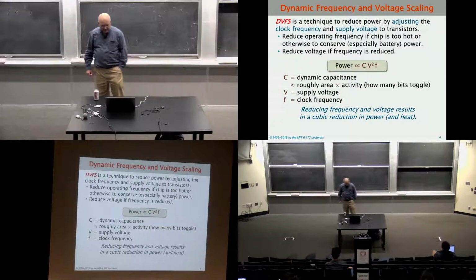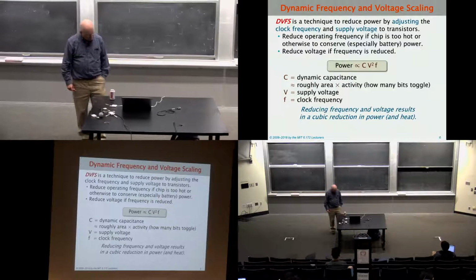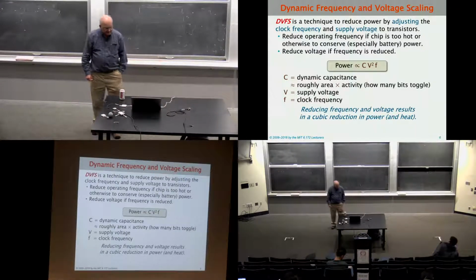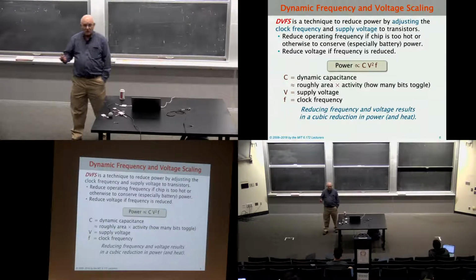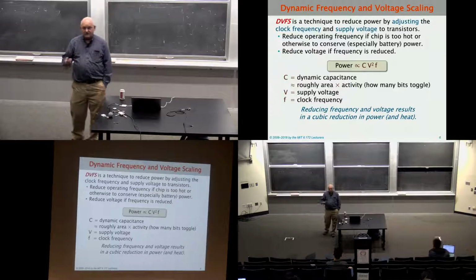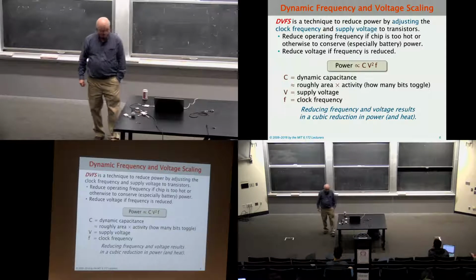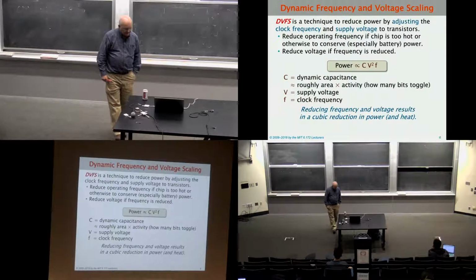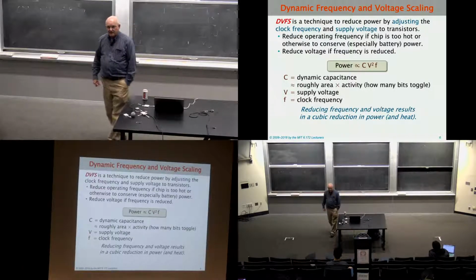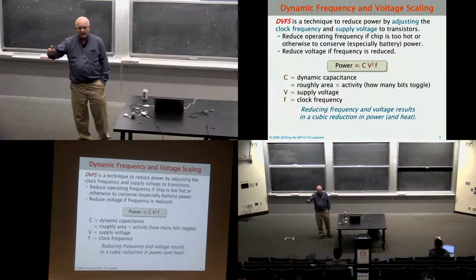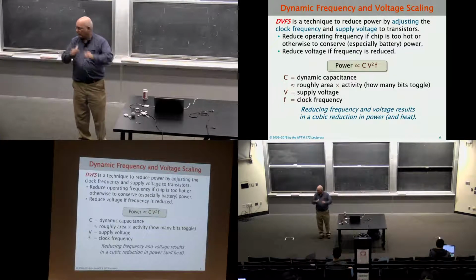It's a technique to reduce power by adjusting the clock frequency and supply voltage to transistors. So the idea is that if the chip ends up getting too hot, or in the case of laptops, often if you want to conserve battery, it chooses to slow down the clock. And the second thing it can do is reduce the voltage if the frequency is reduced. When you're running slower, you can get the same reliability of switching with a lower voltage.